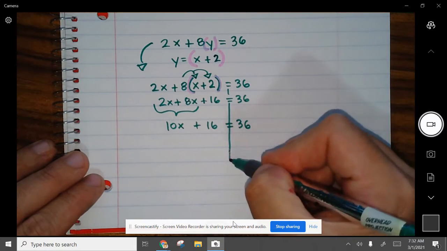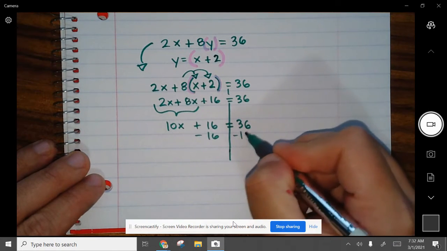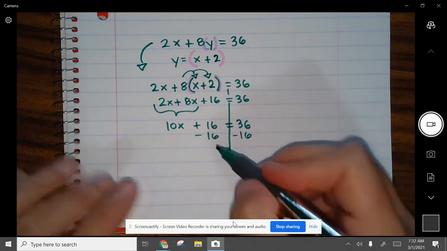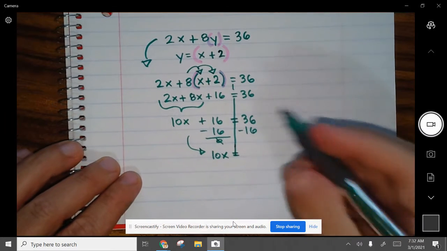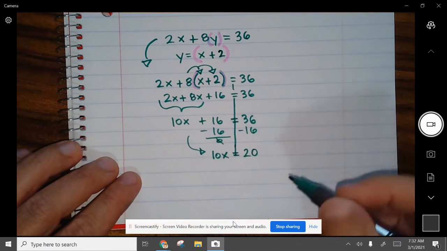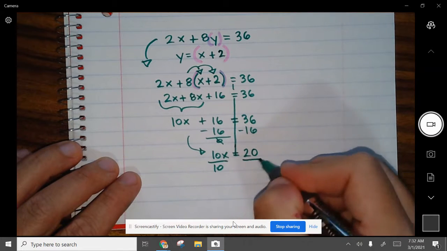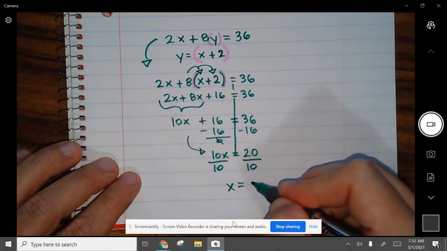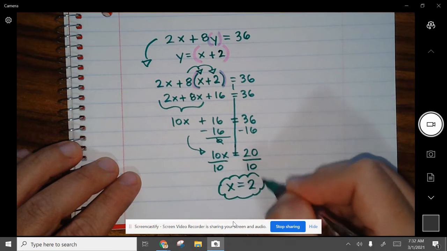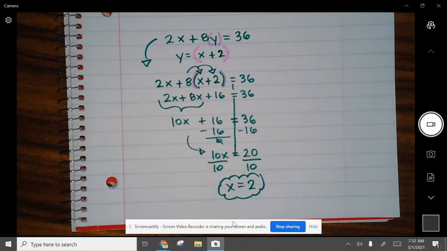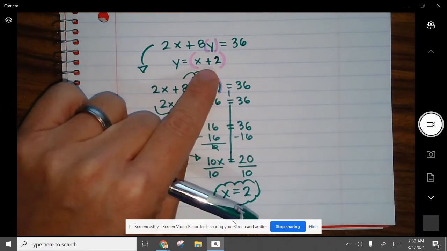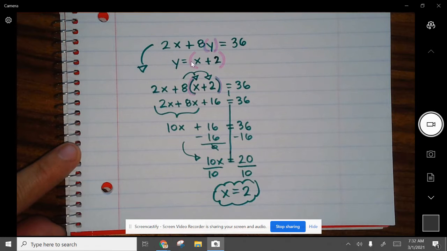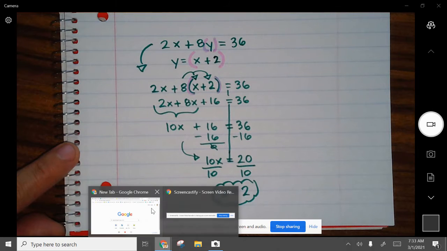Now we're just going to try to keep going until we get rid of our constant. We move that over. 10x equals 36 minus 16 is going to be 20. Divide 10. X equals 2. All right, again, the main concept here was to plug in this right here. We have y equals x plus 2. This x plus 2 gets to go where the y is. All right?